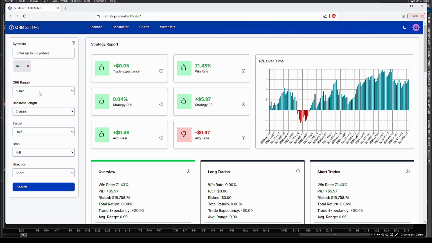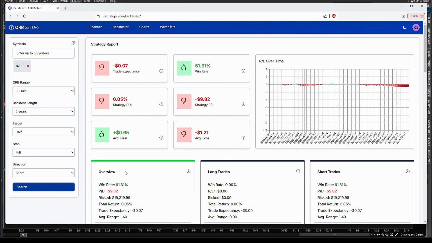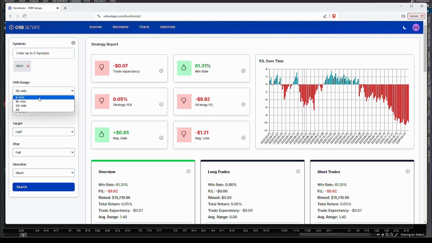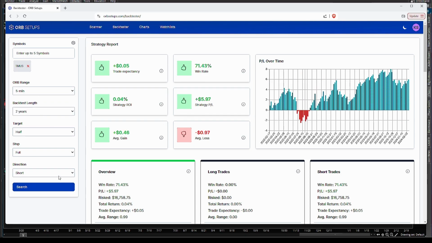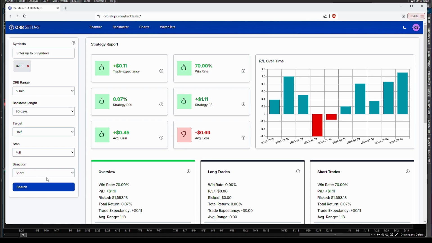If we, say, change this from a 5-minute to a 15-minute, you'll see that the metrics get a little bit worse. And if I go to a 30-minute, you'll see the same idea holds true. So the 5-minute opening range breakout is the one that stands out inside of T-Mobile. It backtests well over 2 years. It backtests well over 1 year. It backtests well over just the past 3 months. It seems to be the strategy that's been consistent over time for an early short side entry for the day.